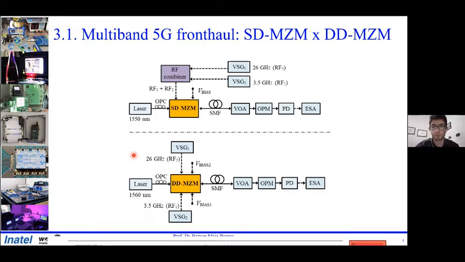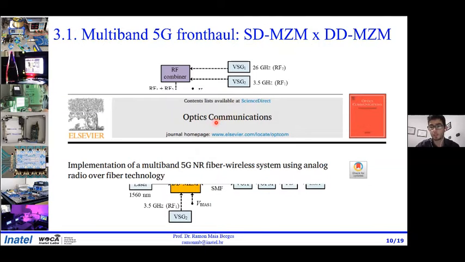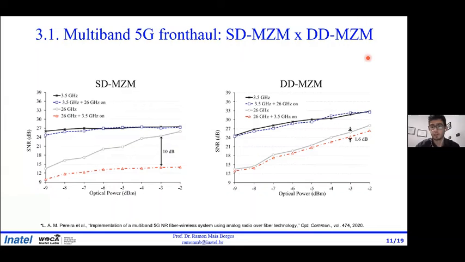Let's go to the results. More information about the setups can be found in this publication in Optics Communications. Okay, let's go to the results. We have analyzed the SNR at the PD output as a function of the optical power at the PD input and as a function of the coexistence among the signals. So for the single drive Mach-Zehnder modulator, in the first moment, we turned on only the 3.5 gigahertz signal and measured the SNR, which results in the black curve.